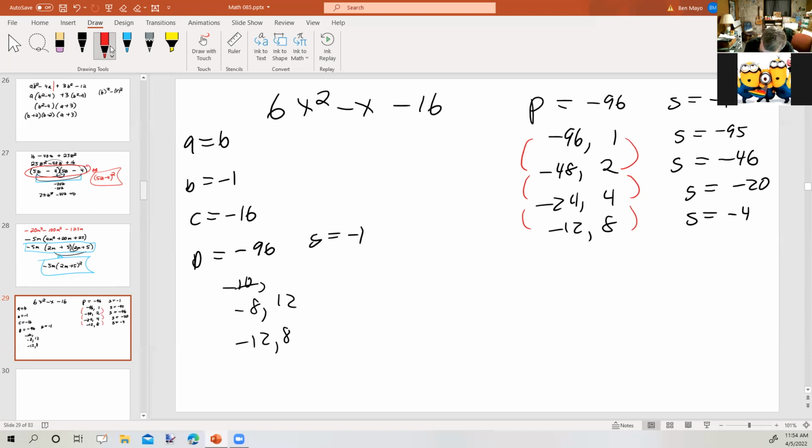So is there anything in here? Is there a number that's less negative than -12 that goes into -96? Well, let's see. -11 doesn't, -10 doesn't. -8 does, but we already determined that that isn't going to work because the positive number needs to be smaller. Any ideas? Anybody?